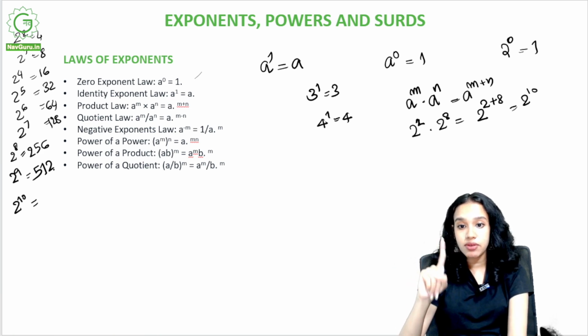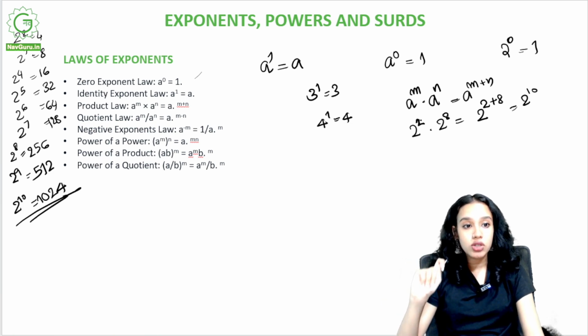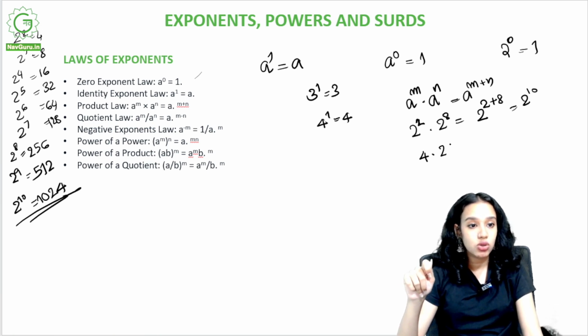For 2 raised to 10, we have 2 into 2 is 4, 2 into 4 is 8, 2 into 5 is 10. 2 raised to 10 is 1024. Now what is 2 raised to 2? It's 4, into what is 2 raised to 8? It's 256. This is equal to 2 raised to, what do you say, 1024. That is 2 raised to 10.